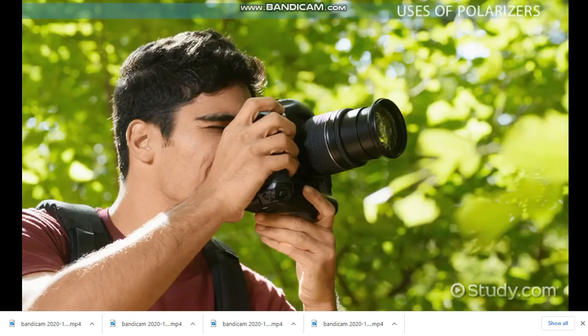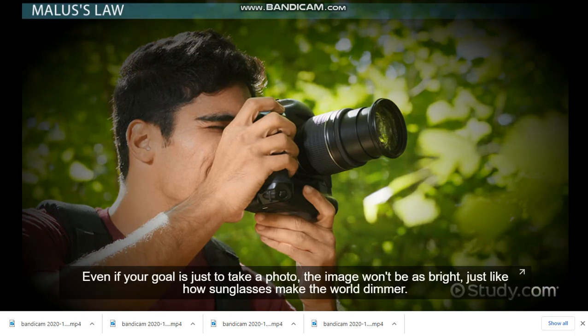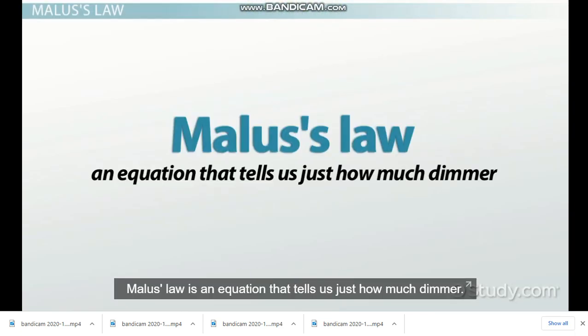The one downside to polarizing is you're losing some of the light. Even if your goal is just to take a photo, the image won't be as bright, just like how sunglasses make the world dimmer. Malus's law is an equation that tells us just how much dimmer.